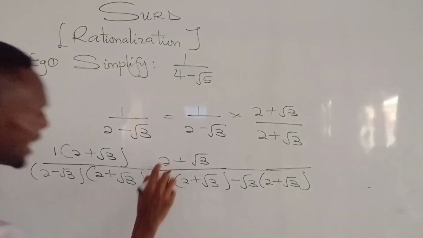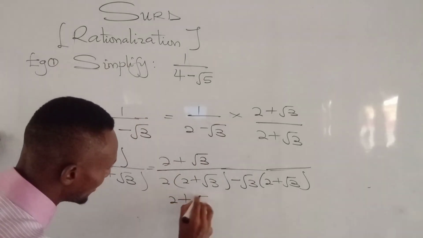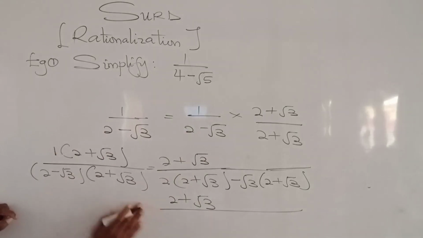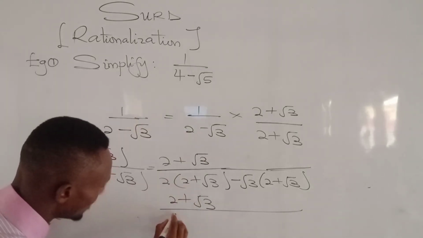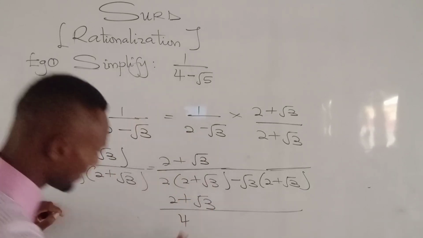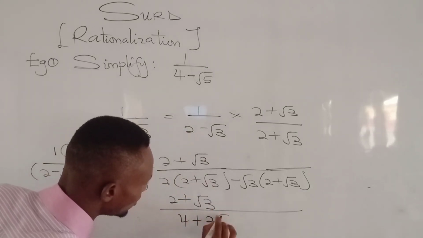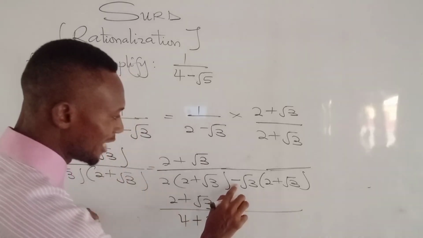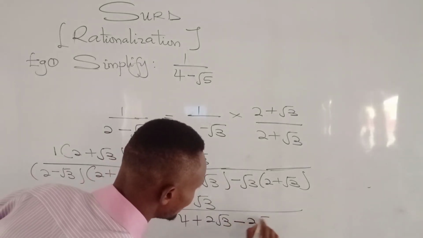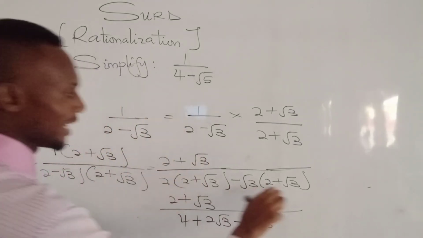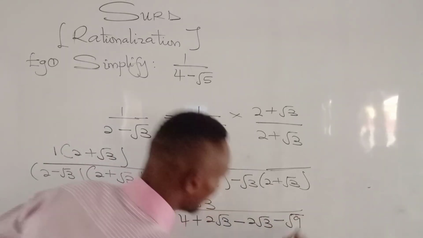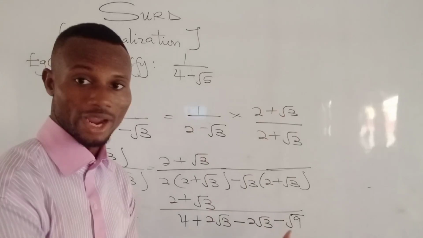Now I'm going to repeat my 2 plus root 3, which I have at the numerator, all over, then the denominator, we are going to open our brackets. 2 times 2 gives 4, and 2 times positive root 3 gives plus 2 root 3. And this minus root 3 will also open its bracket. So minus root 3 times 2 gives minus 2 root 3, and minus root 3 times positive root 3 will give negative root 9, or negative root 3 all squared is the same thing.